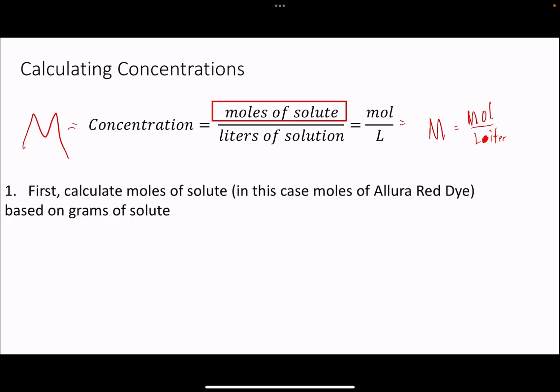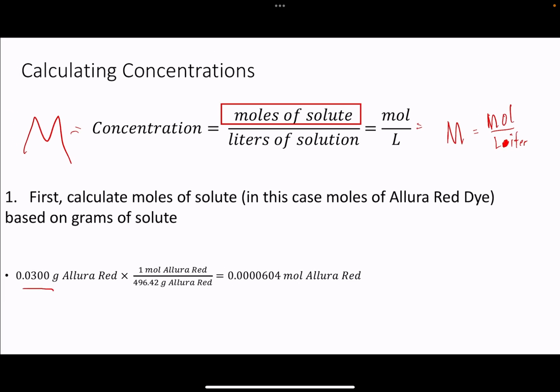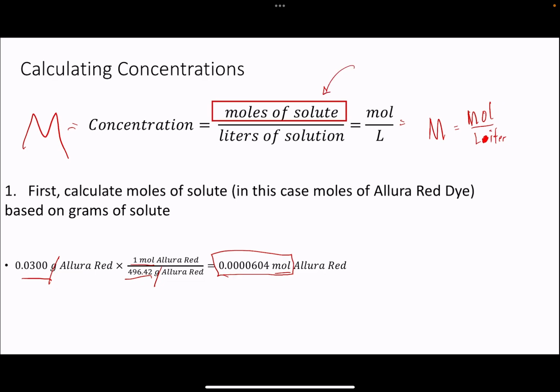So in this first step, what we'd like to do is calculate the moles of solute of Allura Red. Well, remember, I told you that we need the molecular weight to calculate moles. And so in this case, we're given 0.03 grams. And so in order to get moles from grams, we just need to divide by the molecular weight because we see that grams and grams will cancel out, leaving moles at the top. And so that way our final unit should be moles. So we divide 0.03 by this number, and we should get this number here. And of course, that's going to be the numerator that we need. Good to go.